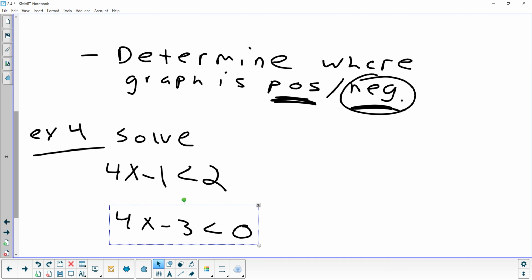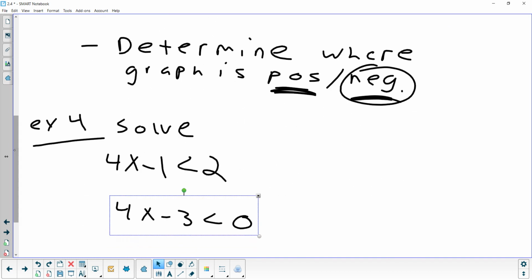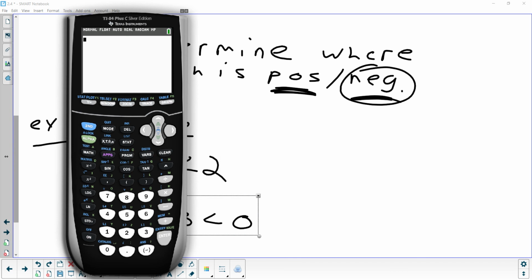I'm going to be looking on my graph where something is negative. I want to know where it's less than 0. So let's put that in, and then we'll calculate the root. I typed in 4x minus 3. I hit graph, and now I'm going to do second calc option 2. That's how you calculate the root, or the 0.